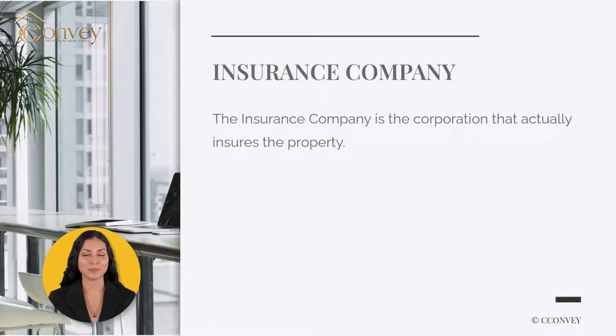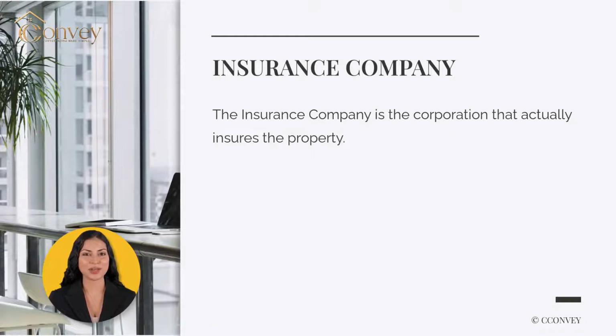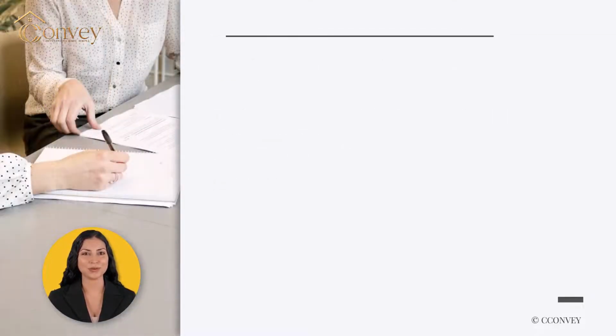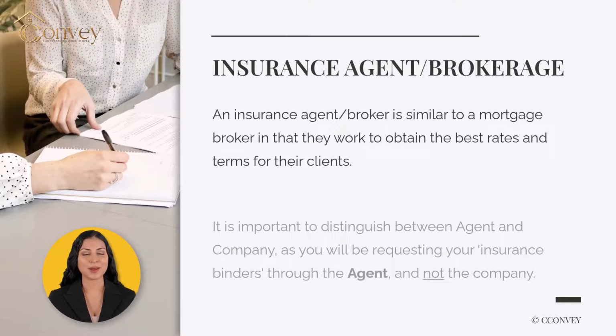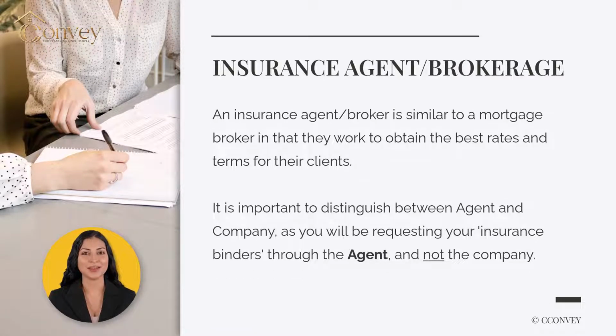The insurance company is the corporation that actually insures the property and will pay out any future claims. An insurance agent, much like a mortgage broker, works to obtain the best rate and terms for their client. It is important to distinguish between agent and company, as you will be requesting your insurance binders through the agent and not the company. This will save you a lot of headache.